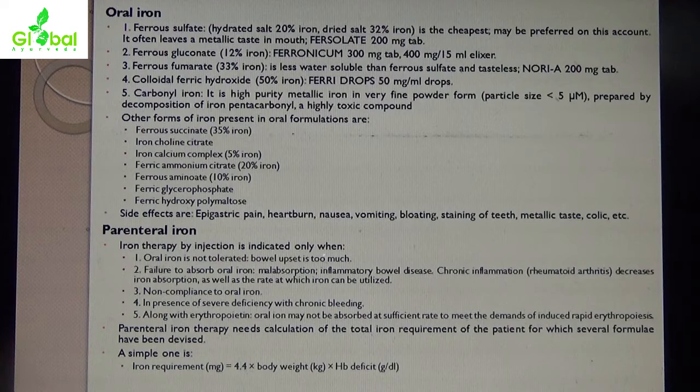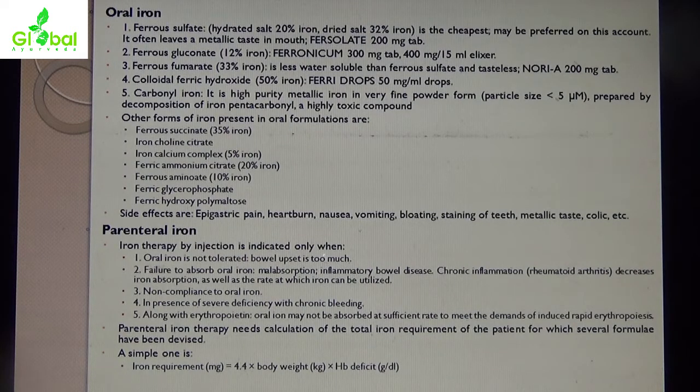Parenteral iron, which is given IV or IM, is indicated only when oral iron is not tolerated, bowel upset is too much, or there is failure to absorb oral iron: malabsorption, inflammatory bowel diseases, chronic inflammation, rheumatoid arthritis, which decrease iron absorption. So in these conditions we use parenteral iron. Also with non-compliance to oral iron in the presence of severe deficiency with chronic bleeding. When there is chronic bleeding along with erythropoietin deficiency, oral iron may not be absorbed.